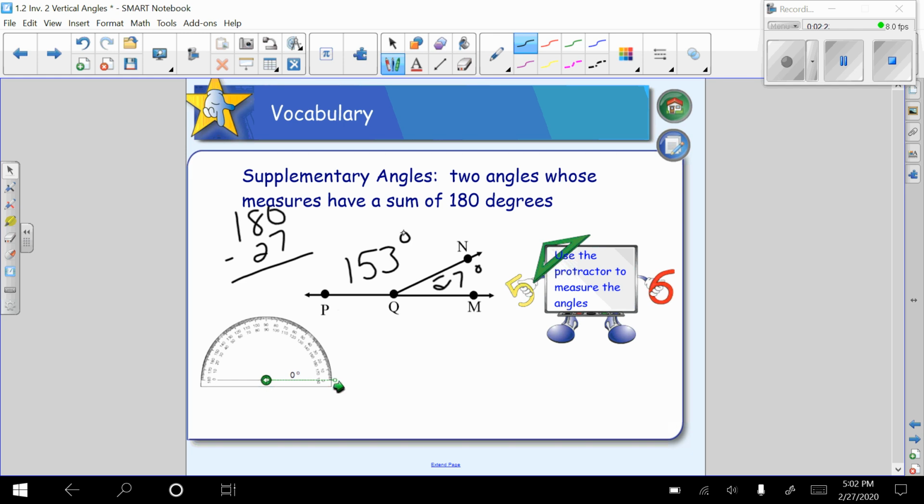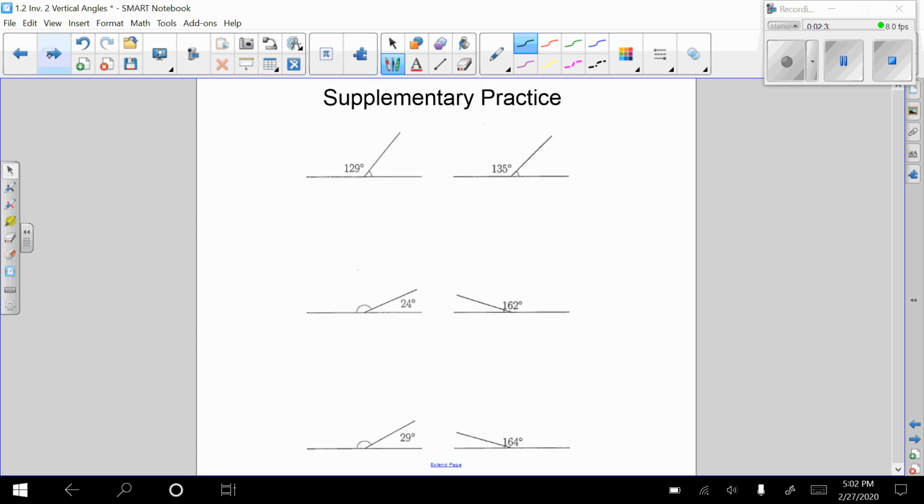My trick for remembering supplementary is kind of the same. If you make an S and you join the two endpoints together, it makes an 8. Kind of giving you that memory, it's 180 degrees. Here's some examples of those. If one angle is 129 degrees, how much is the other? Well, 180 minus 129 is how much? 51. So this angle has to be 51 degrees.